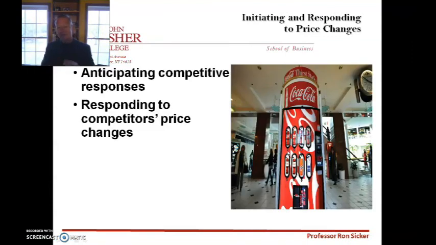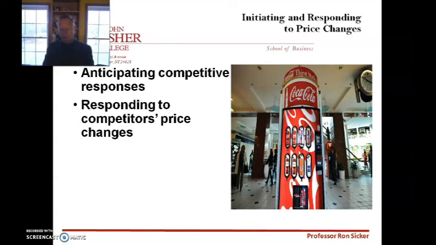And then finally, anticipating competitive responses to your pricing. Coke knows that if they lower their price, Pepsi's going to do it. Coke knows that if they raise their price, Pepsi may or may not do it, and they could price themselves out of the market. So again, what do you do? Do you respond to it? Do you not respond to it?